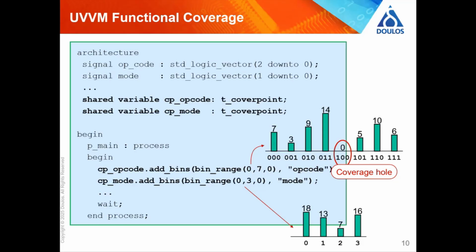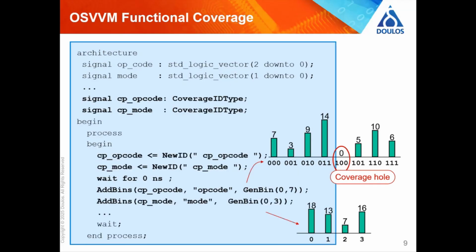For the mode, you can see at the bottom there, what we've done is we've created just 4 bins because there are only 4 possible values for mode because it's only a 2-bit vector. This is one way of creating bins. We've simply said bin range, and we've said that we want values between 0 and 3. And the 0 at the end there means give me 1 bin per value that I'm asking for, as opposed to give me a specific number across that range. The OSVVM looks a little bit different, and that's because they've moved away from protected type.